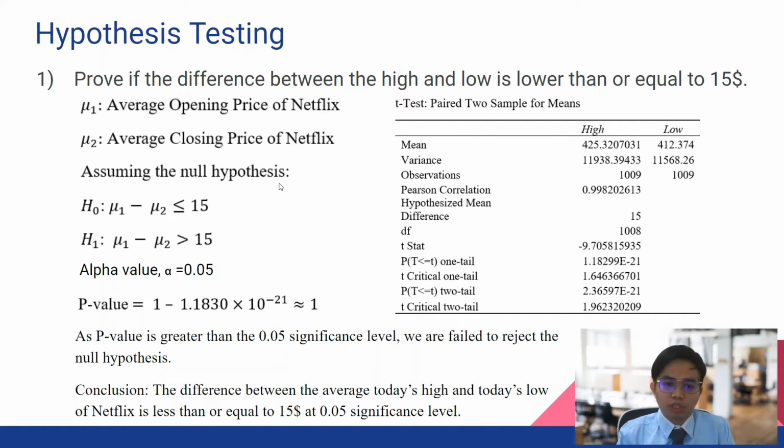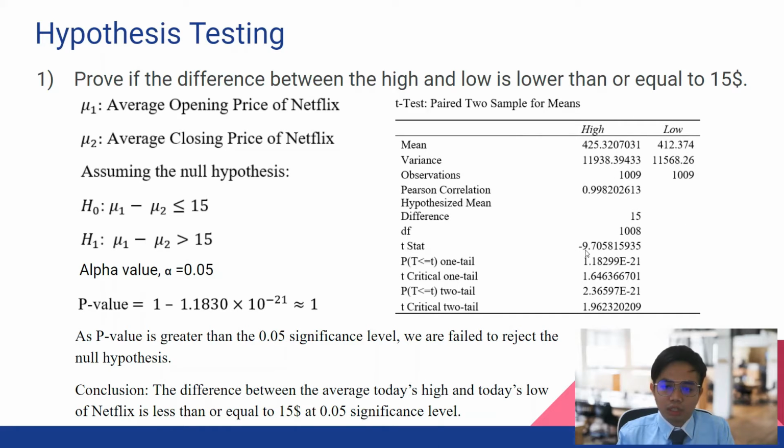So we are assuming the null hypothesis is that the difference between the opening price and the closing price is less than or equal to $15. And the alternate hypothesis will be the opposite. And we take the alpha value as 0.05. And then we use the Excel t-test paired two sample for means to compute the hypothesis testing.